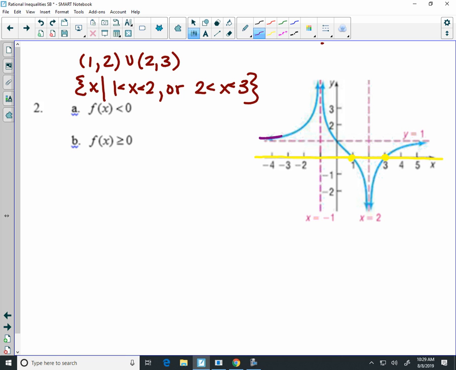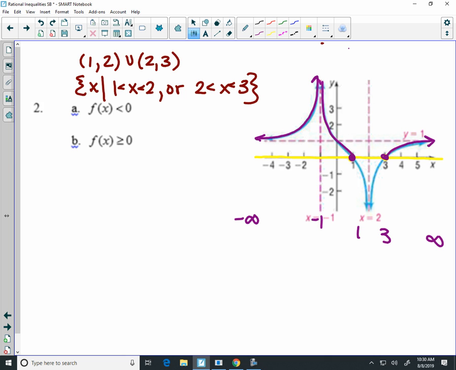So this whole branch there, that's going to be negative infinity to negative 1. That's all above the x-axis. Then from negative 1 to our 0 here at 1, we have another piece that's above the x-axis. And from 3 to infinity, we're above the x-axis. So I just need to make sure all of those dark pink areas that I traced over, we need to get those in our interval notation.